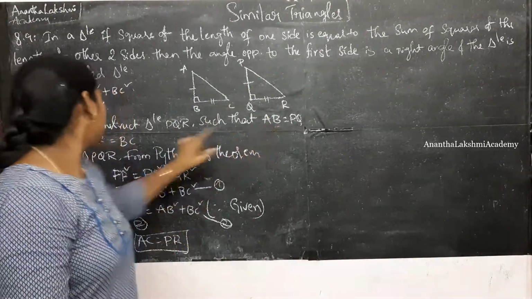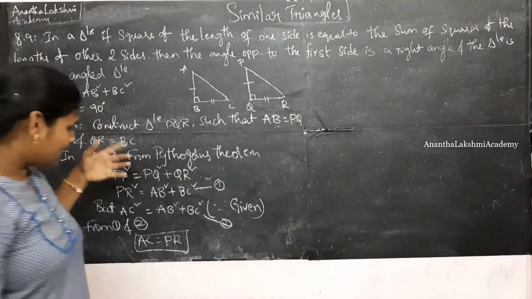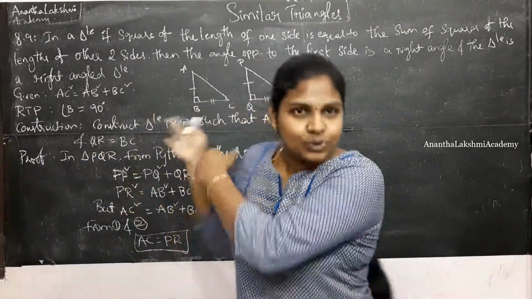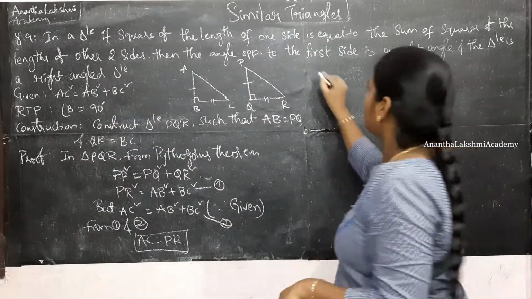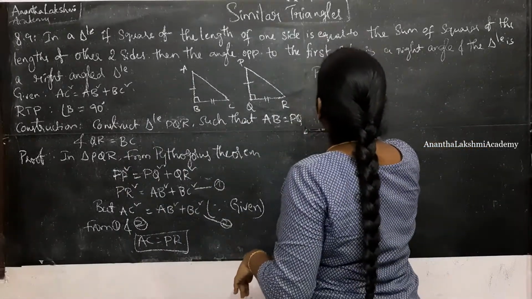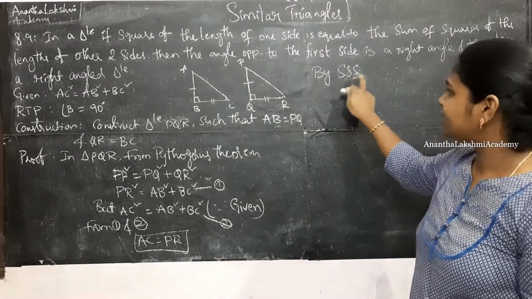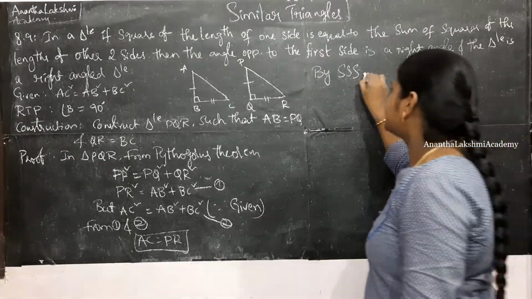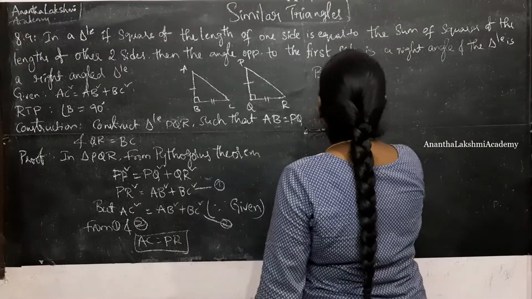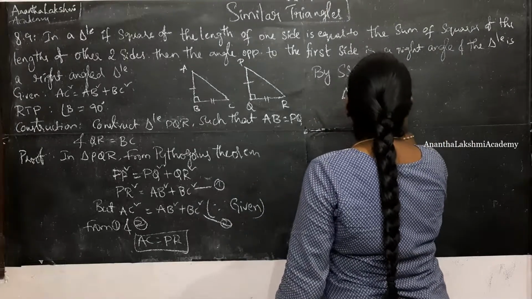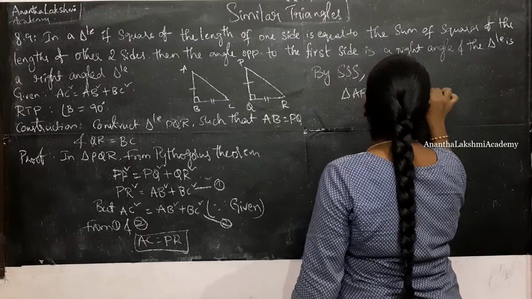AB is equal to PQ. QR is equal to BC. So all three sides of the two triangles are equal. So by what theorem? What is the similarity criterion? Now since three sides are equal, I am going to consider SSS. By SSS criterion, we can say that triangle ABC is similar to triangle PQR.